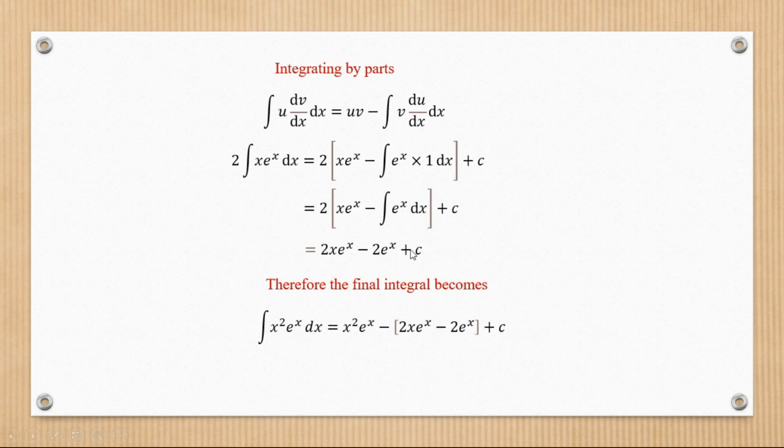So now we're going to substitute all this back into the initial integral. We'll have the integral of x squared e^x dx equal to x squared e^x minus what we have right here. When we open these brackets, we'll have a minus sign here, and then this will become a plus. So we'll have x squared e^x minus 2x e^x plus 2e^x plus c as our final answer.